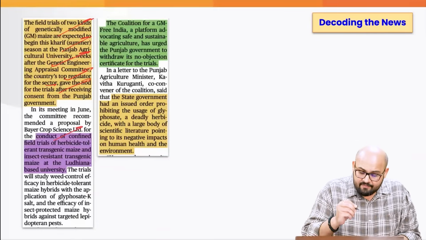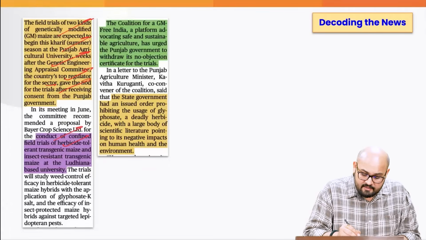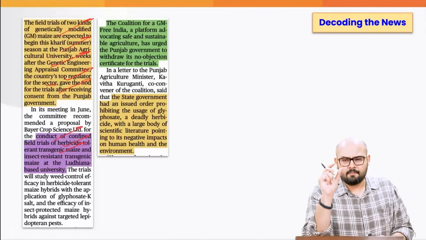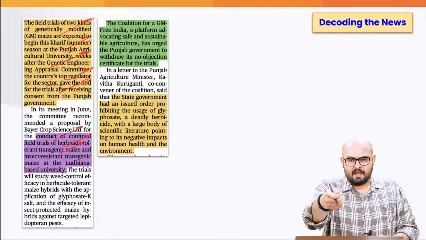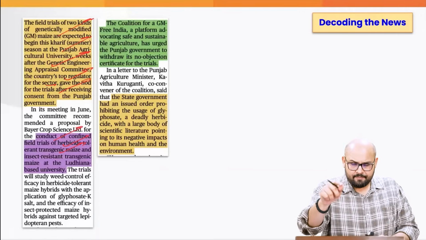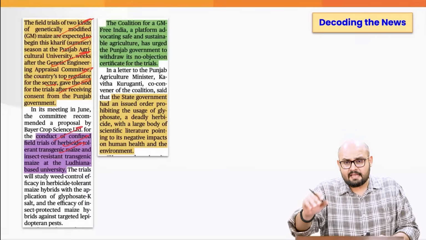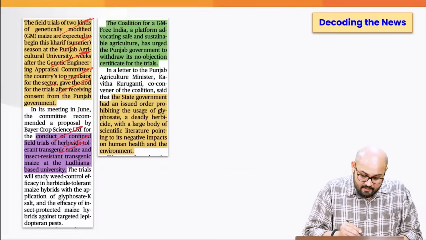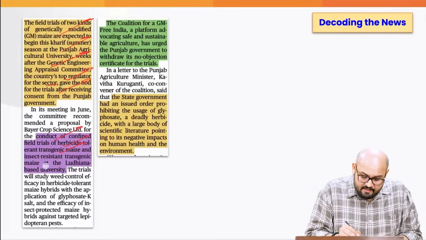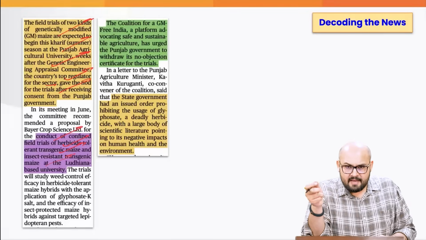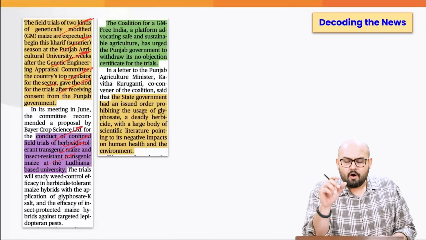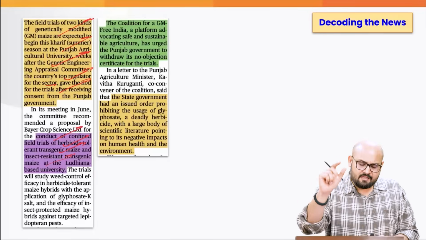Conduct of confined field trials of herbicide-tolerant transgenic maize. What is herbicide-tolerant? It means that once you spray the herbicide on this plant, it would not affect the plant. It would rather kill the weeds which are present, right? And insect resistance transgenic maize. So let's say you have some insects or pests. Once you're spraying this, it would not affect the quality of the plant. Rather, it would only kill these pests.